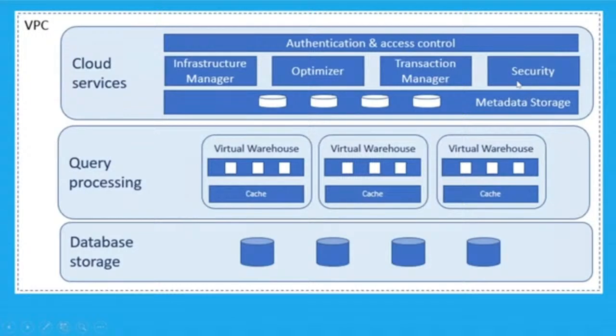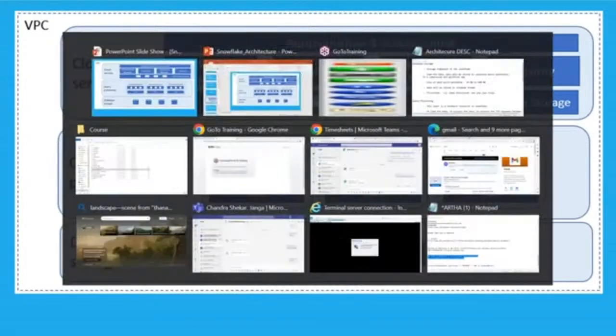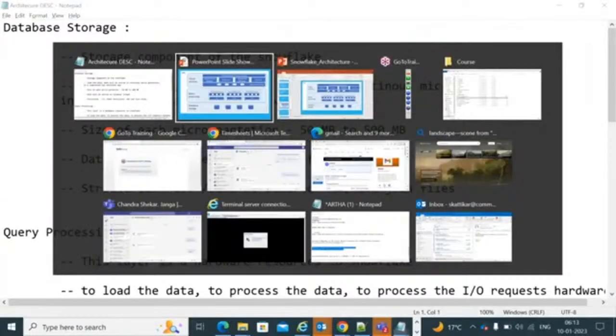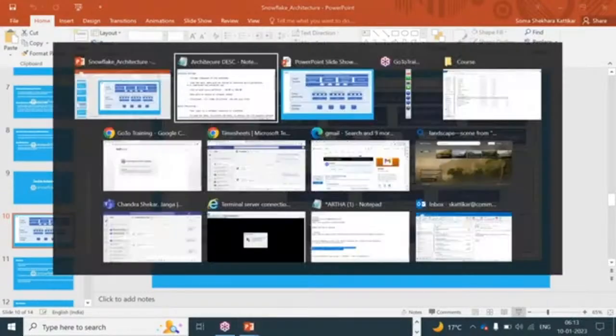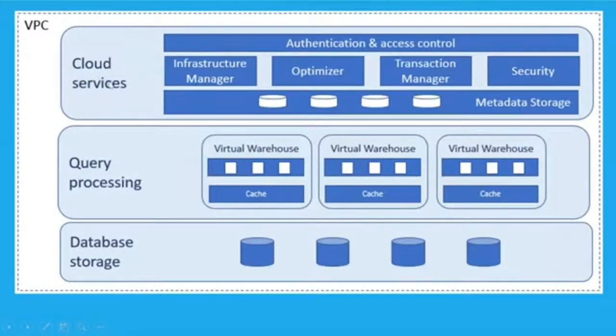Guys, we have three layers in Snowflake architecture. One is the cloud services layer, another one is the query processing layer, and the third one is the database storage layer. Let me repeat once again.